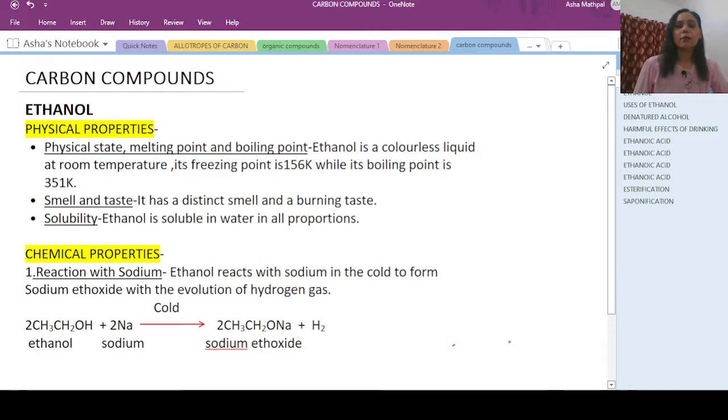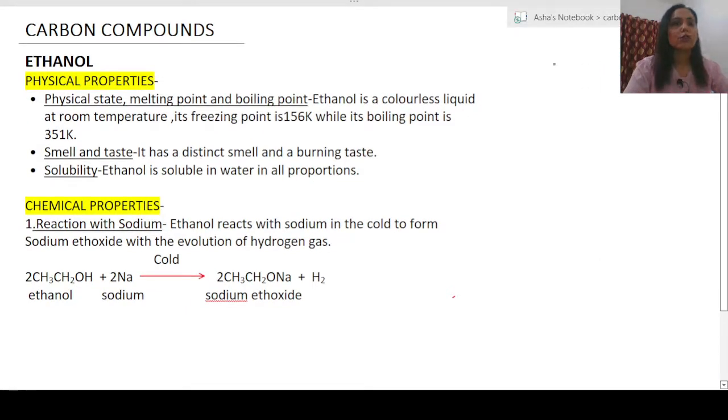Carbon and its compounds are very important in our everyday life, but there are two main compounds which we are going to understand in this chapter. The first compound is ethanol and the second one is ethanoic acid.